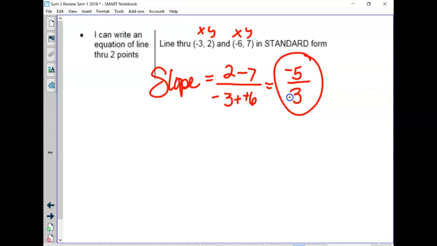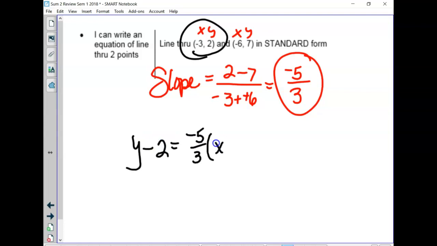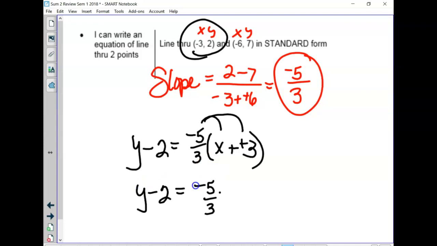Which one you want to use? Because you got to use one of those points in that slope. It isn't going to matter. You want to use this one? So it's y minus 2 equals negative 5/3, quantity x minus negative 3, or plus 3. Again, the most common problem in these is sign mistakes. y minus 2 equals, when I distribute, negative 5/3 x.